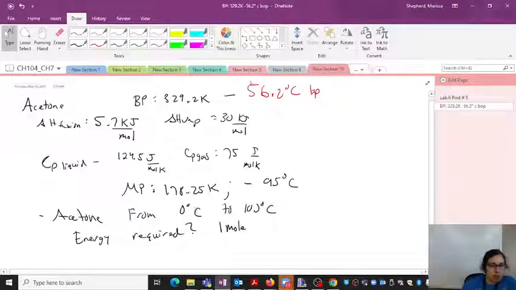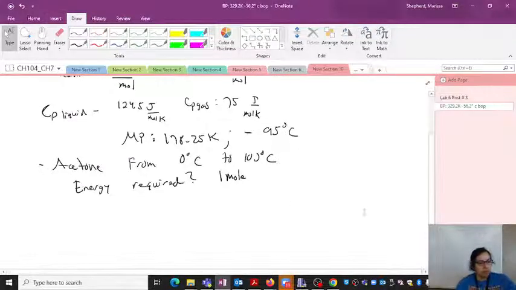Okay, so now I'm looking at the problem. We're going to start off at 0 degrees Celsius, and so it's going to be a liquid. And then we're going to go from 0 to 56, our boiling point, and then do the state change, and then I'll have to take that gas acetone and raise it to 100.